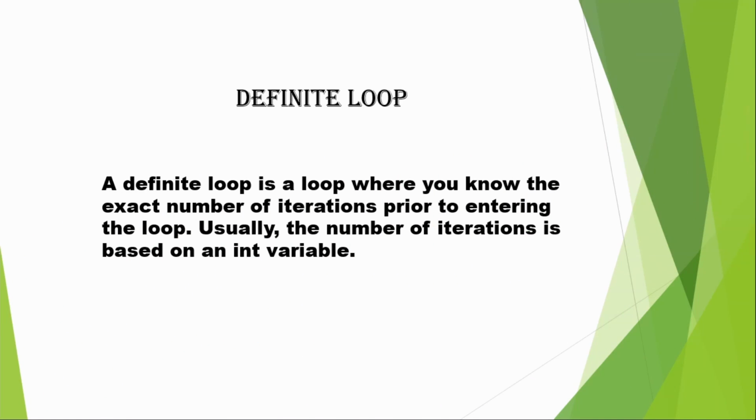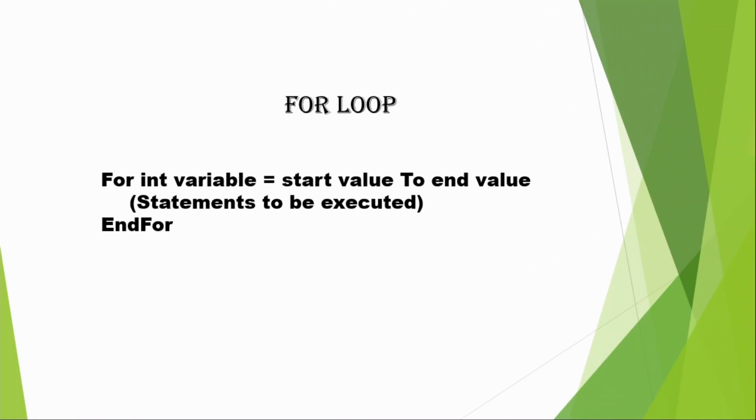Now there are two types of loops, definite loop and indefinite loop. Definite loop. A definite loop is a loop where you know the exact number of iterations prior to entering the loop. Usually the number of iterations is based on an integer variable. For loop. For loop is an example of a definite loop. The syntax for a for loop is: for integer variable equals start value to end value, statements to be executed, and at the end, end for.